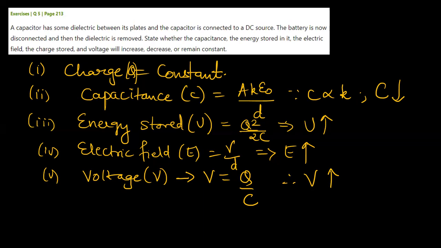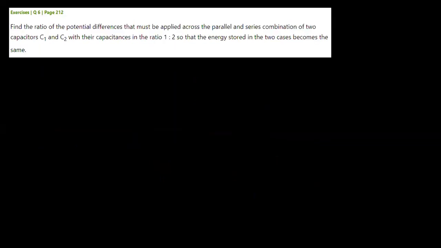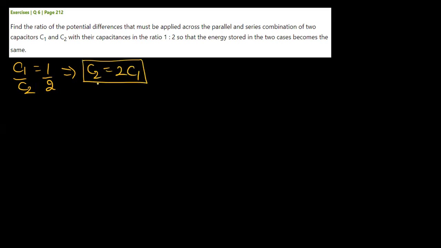So these types of questions you will only be able to solve if you know the formula and the relation between each other. Next: find the ratio of potential difference that must be applied across the parallel and the series combination of the two capacitors C1 and C2 with capacitances in the ratio 1 is to 2. Given that C1 upon C2 is 1 upon 2, cross multiplying I can write C2 equal to 2C1.